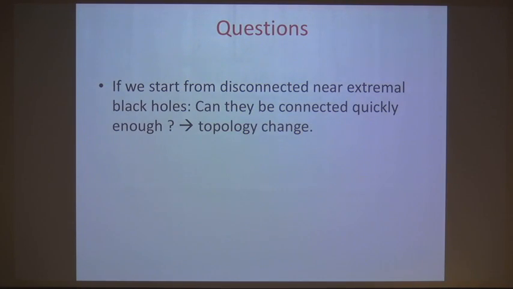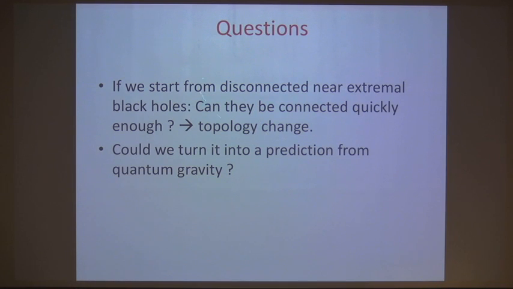One is that if we start from disconnected black holes, how quickly can they connect and form the solutions? And under what circumstances can you produce this? It should be something difficult because it involves a topology change. And so it would be interesting to see whether that can bound in some way how quickly you can do it. And if you manage to understand that it can be done fast enough, then maybe we can turn it into a prediction from quantum gravity. Maybe from general quantum principles, you can say that it should happen fast enough. And then it's a prediction for our description of quantum black holes. Thank you.